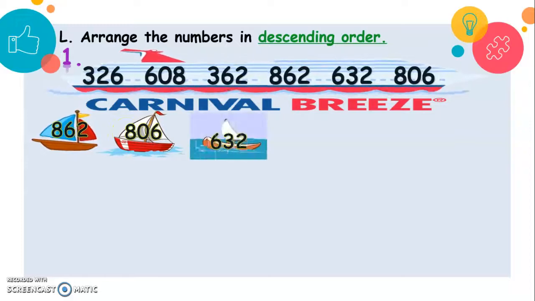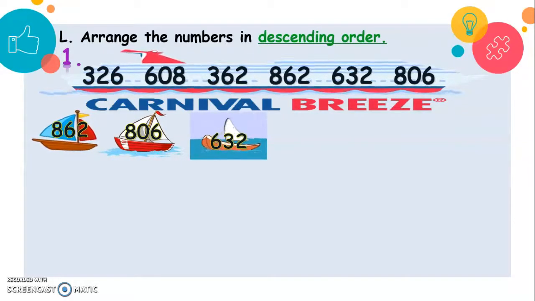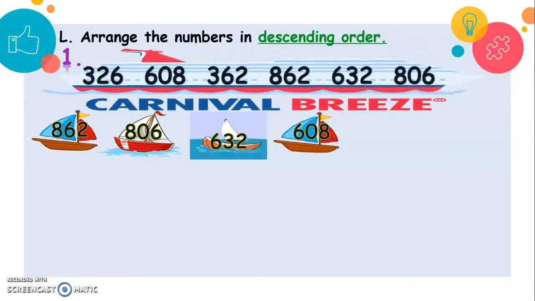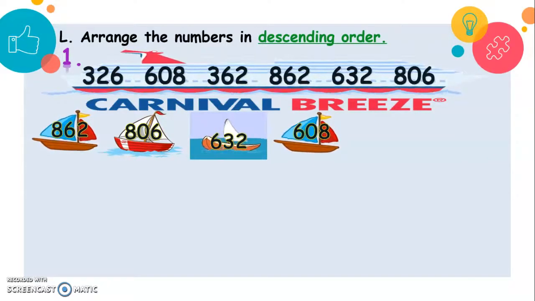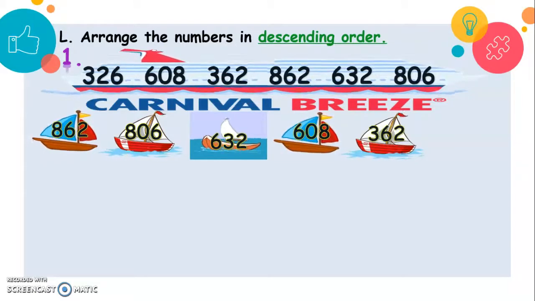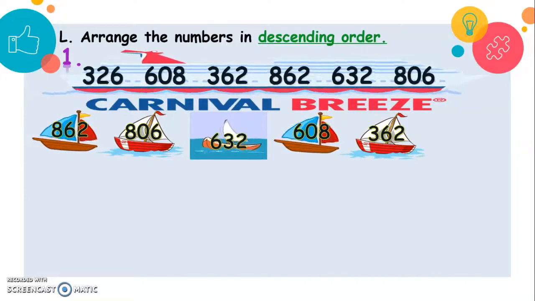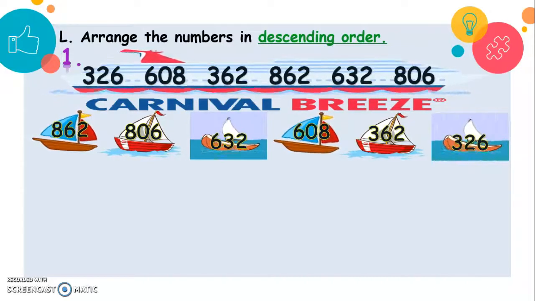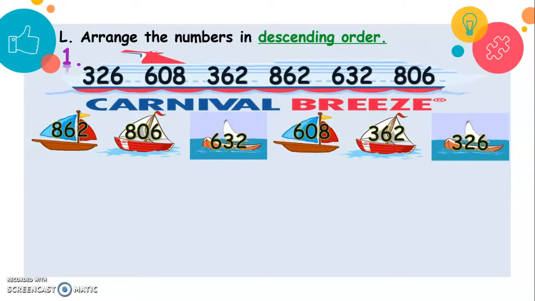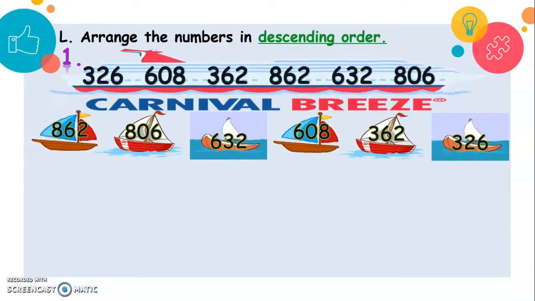The next one should be 632. And then going down again to 608. The next number should be 362. And the smallest number is now 326. Let's see the correct answers for the next example.